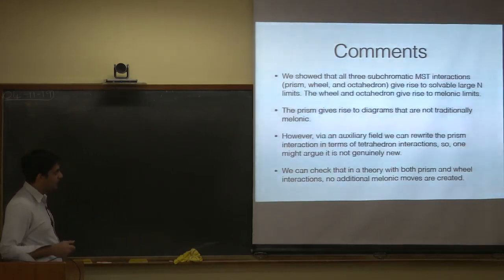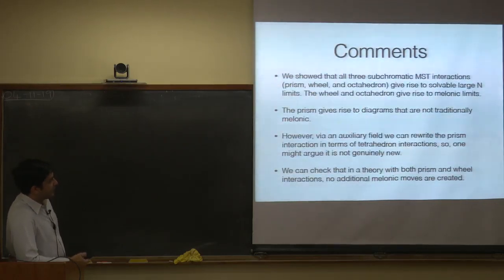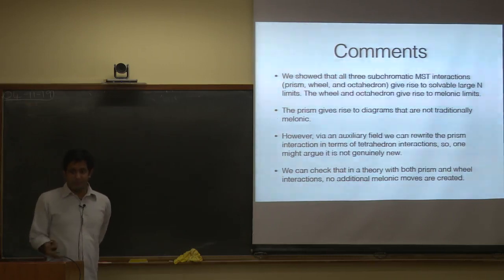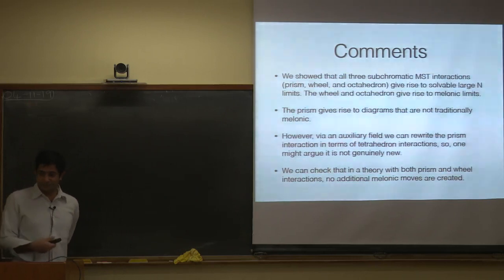Now of course, I did this analysis for the prism, but the prism is sort of not as interesting. First, this is the summary. We showed that all the 3 subchromatic interactions give rise to solvable large N limits. The wheel and octahedron give you traditionally melonic limits, and for the prism you have diagrams which are not traditionally melonic.